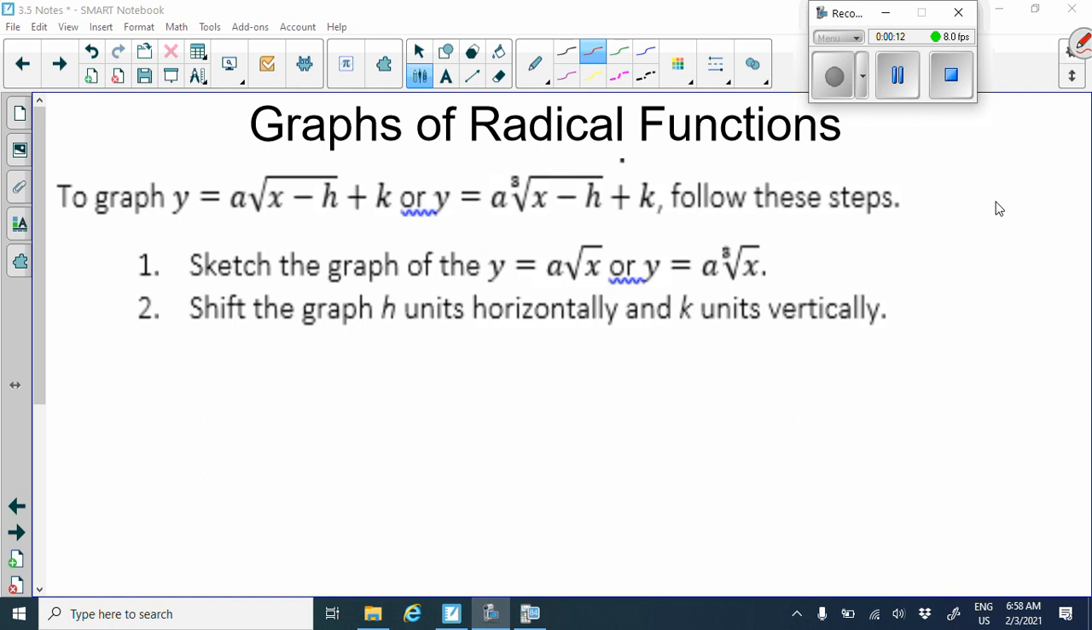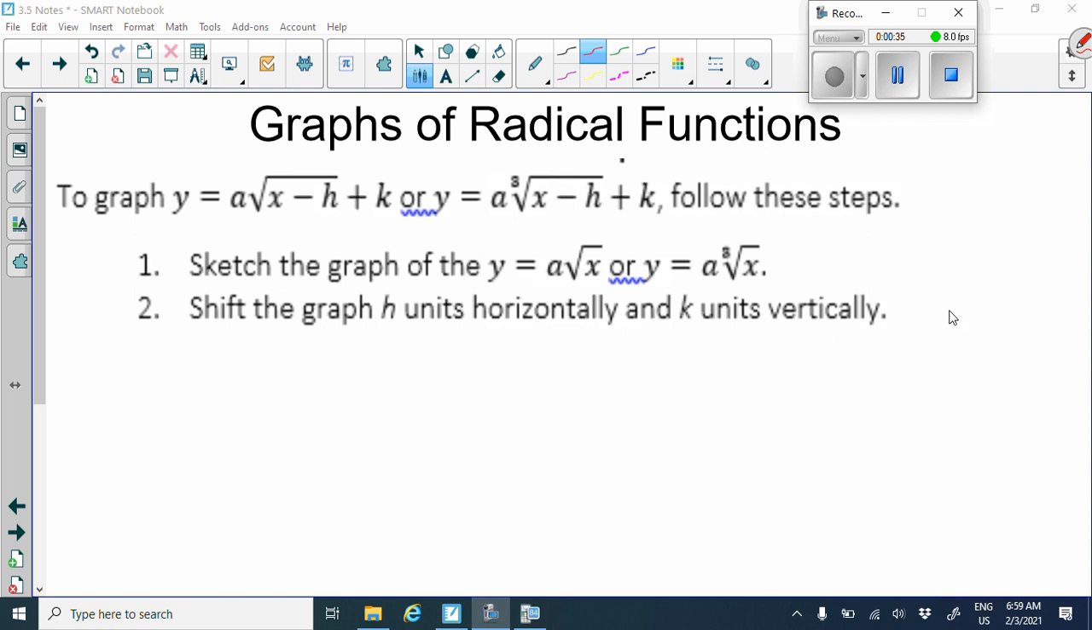So to graph y equals a square root of x minus h plus k, or y equals a cube root of x minus h plus k, we're going to follow these steps. We will first sketch the graph of y equals either a square root of x or a cube root of x, and then shift the graph h units horizontally and k units vertically.